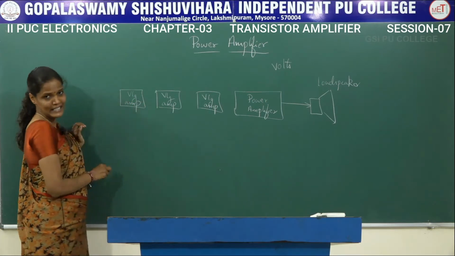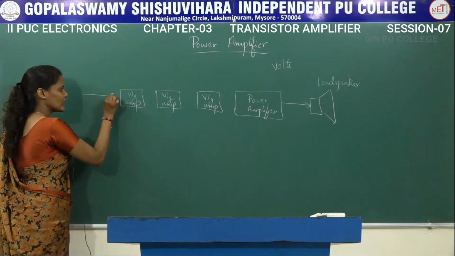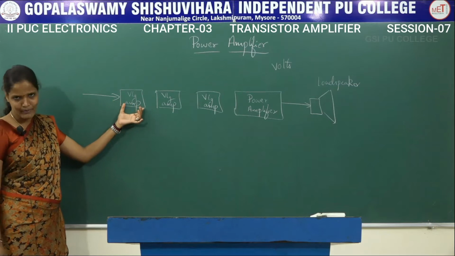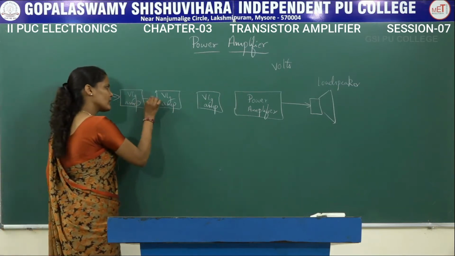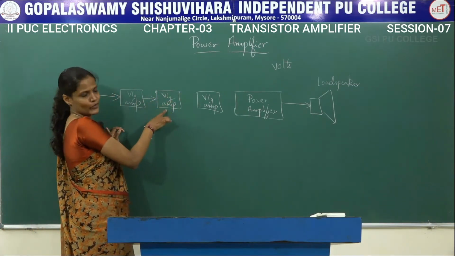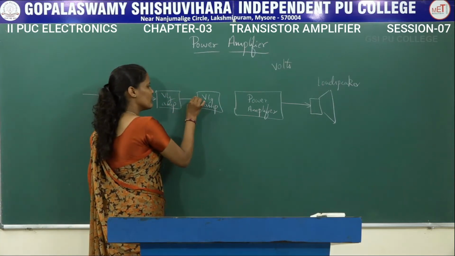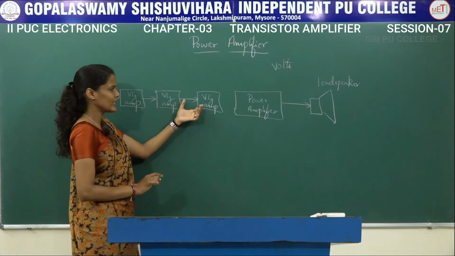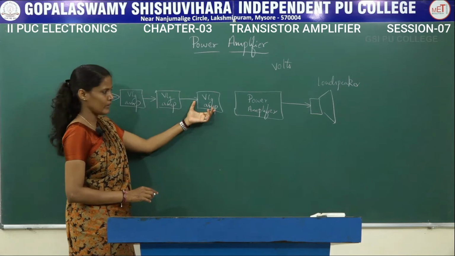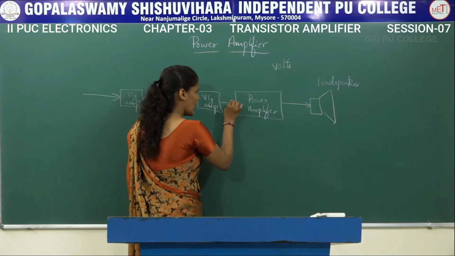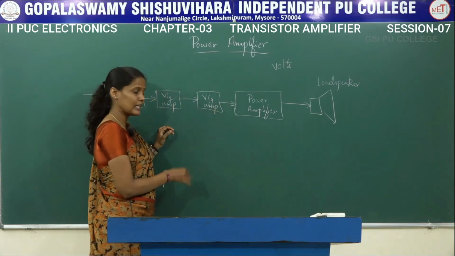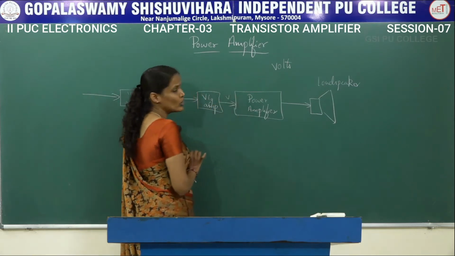So whatever the signal has been sensed, that will be given as input for the first amplifier circuit, and output of this will be connected as the input for the second amplifier, and the output of the second amplifier will be given as input for the third amplifier circuit. The output of this third amplifier has to be in terms of volts.